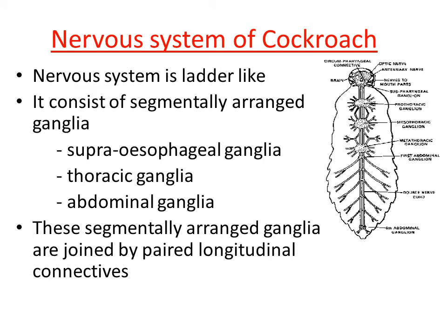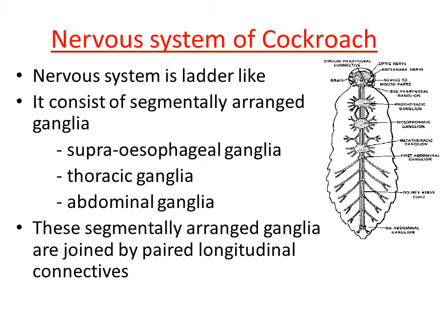So these segmentally arranged ganglia are joined by paired longitudinal connectives. Because these longitudinal connectives connect the ganglia, the characteristic appearance of the nervous system is ladder-like. Because the paired longitudinal connectives connect the ganglia in different segments, those paired connectives are called nerve cords.